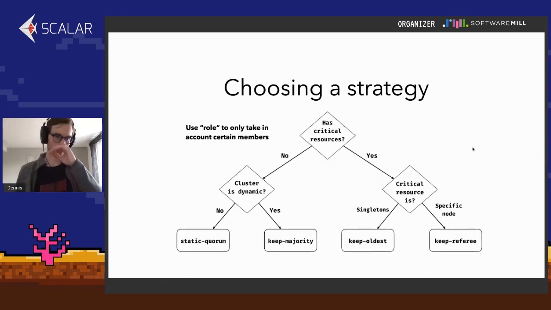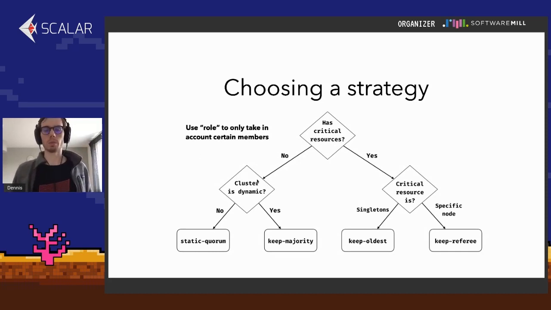So here's a really small decision tree to help you decide how to choose. There's one little trick. In Akka, you can tag your nodes with a role. So if you have some stateful nodes, you tag them with some role, I don't know, VIP, whatever. And you have worker nodes that get spawned on demand.